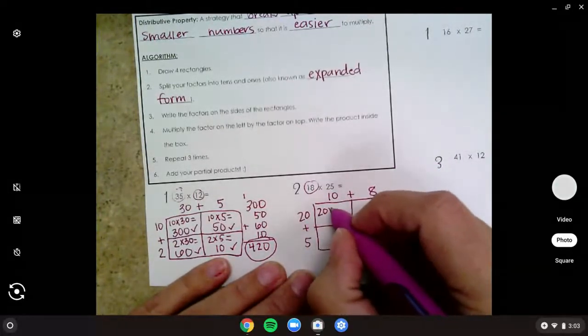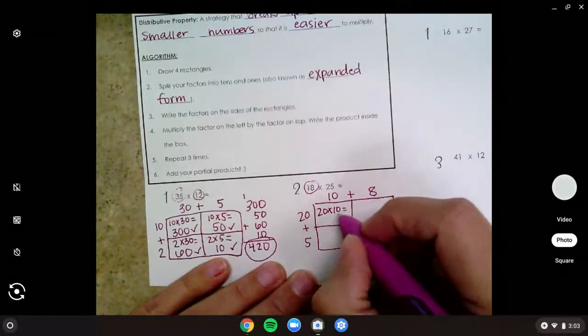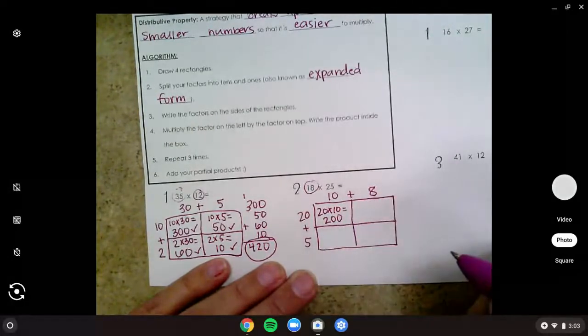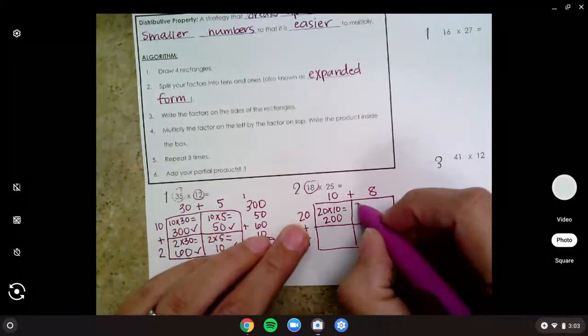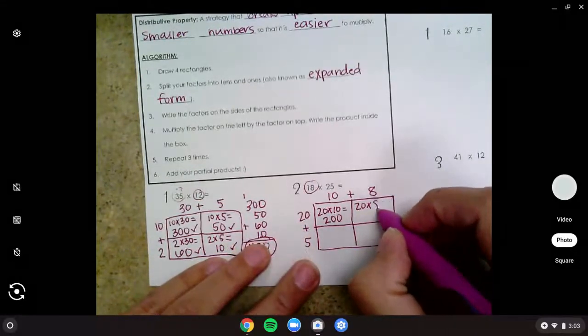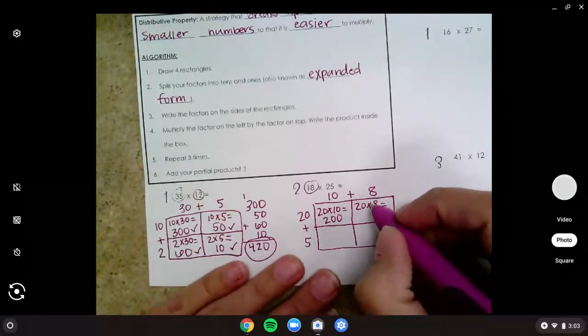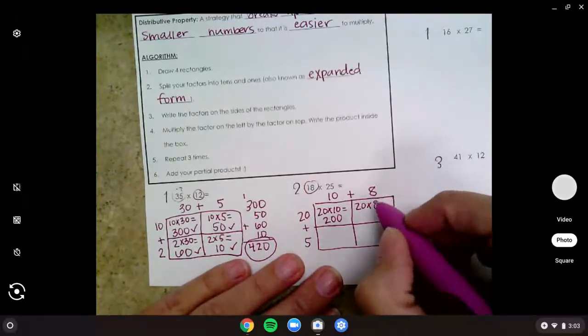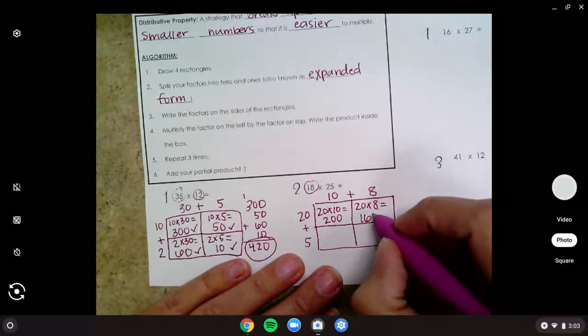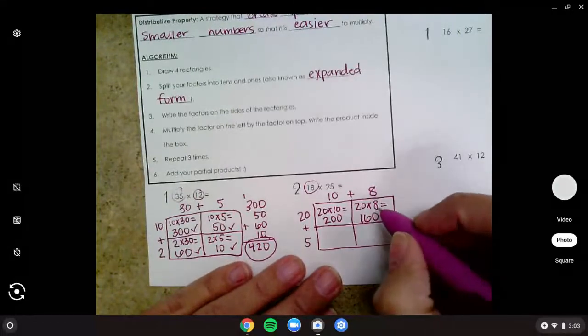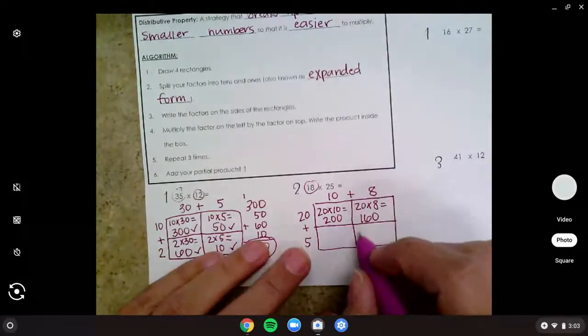20 left times what's up top, 10, equals 200. Then I go again, my left, 20 times what's up top, 8. So 20 times 8, well, I know 8 times 2 is 16, and add 1 0 for 160. All right, 2 more boxes to go.